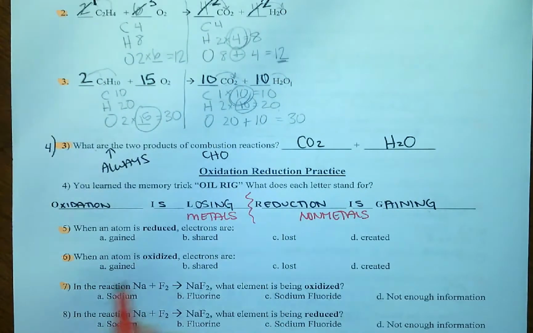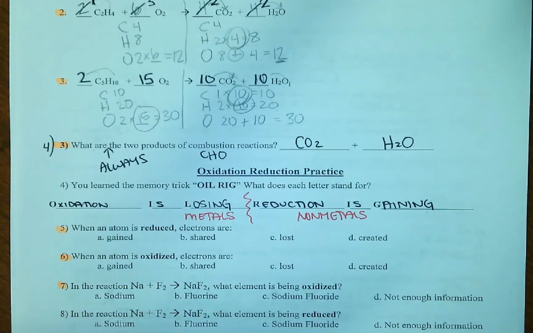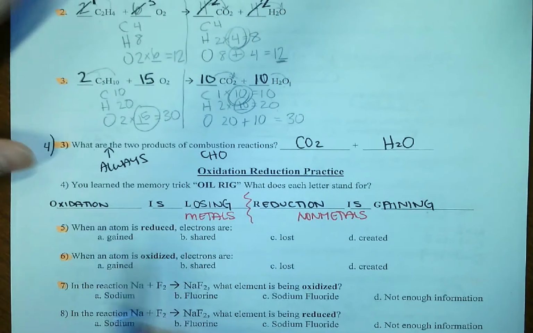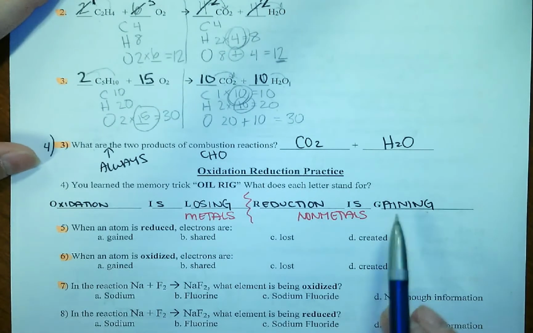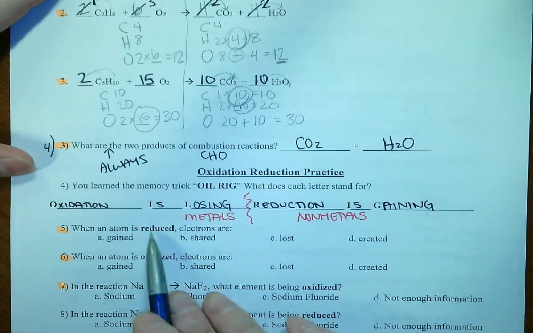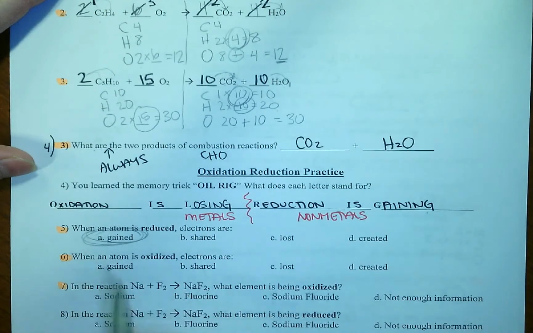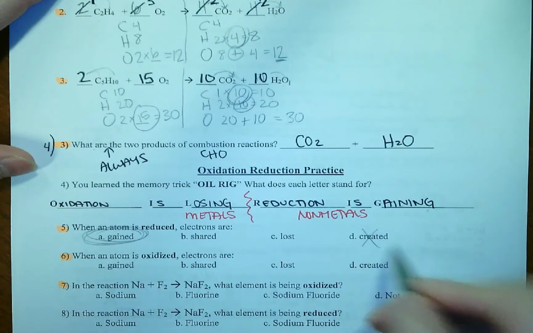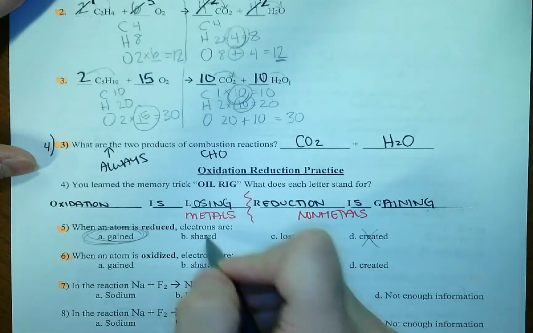Okay, so now when we look at question 5, it says when an atom is reduced, electrons are. And that's why we recommend you write this down. Obviously, we had you write it here on your homework, but on a quiz or a test, write down oil rig, because that means reduction is gaining electrons. Okay? You never create or destroy electrons. Sharing is covalent, so that's not what we're looking at.